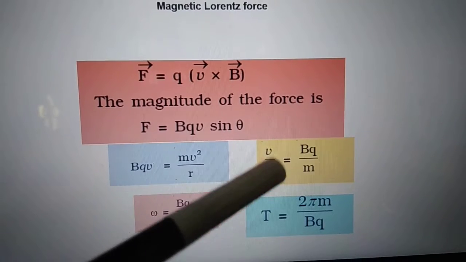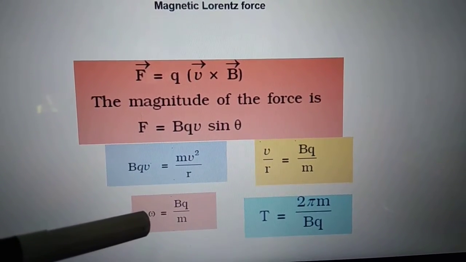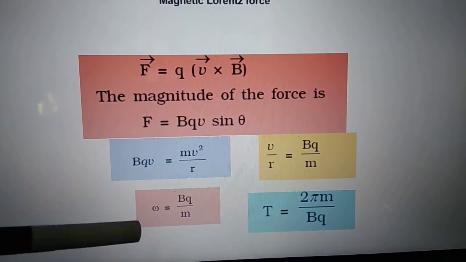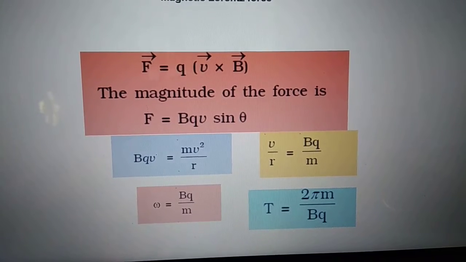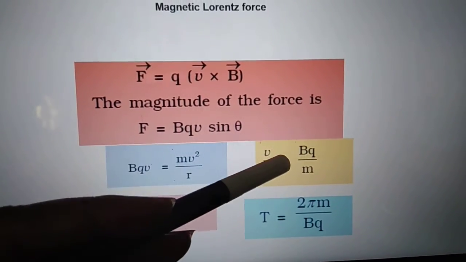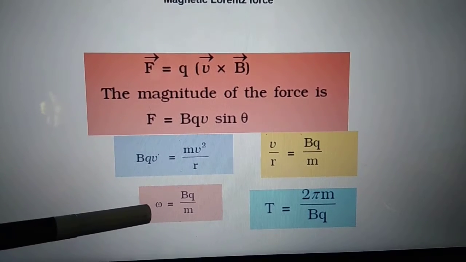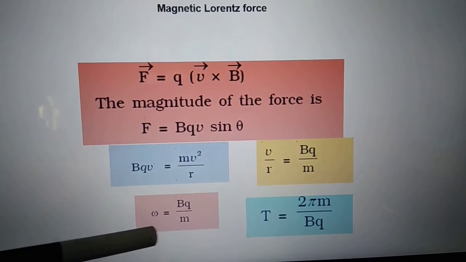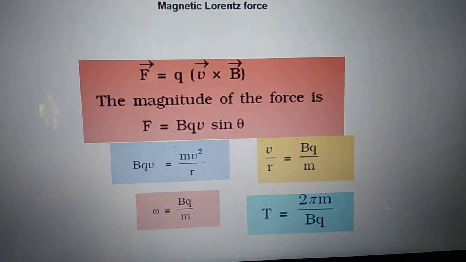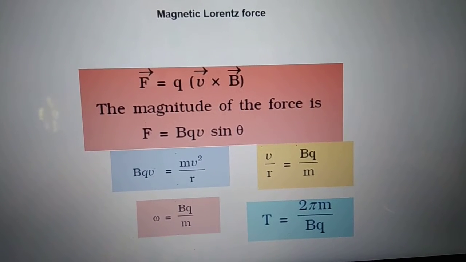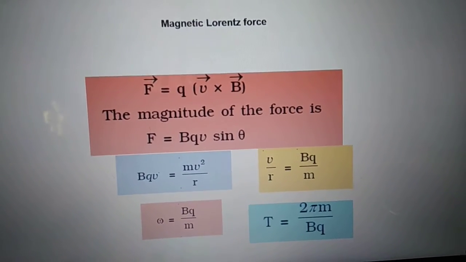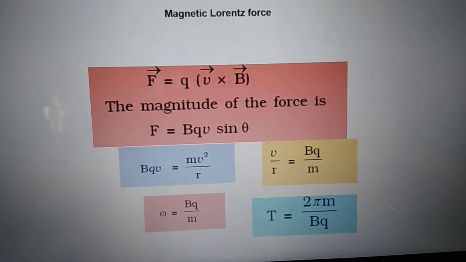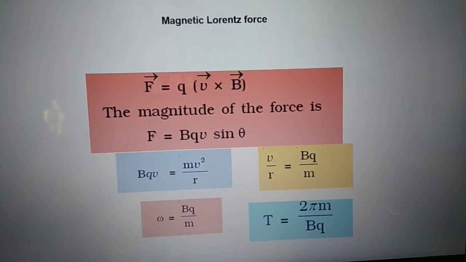So V by R I know is equal to omega. Omega is angular velocity, V is linear velocity. This is the relation between omega and V. We can also say V is equal to R into omega. So from this relation I get this relation. After that I know that omega is equal to 2 pi divided by T. So I can calculate the time period of revolution if I keep one moving charge inside the magnetic field. The time period will be 2 pi m by BQ, and it will experience a force that will be the Lorentz force BQV sine theta.